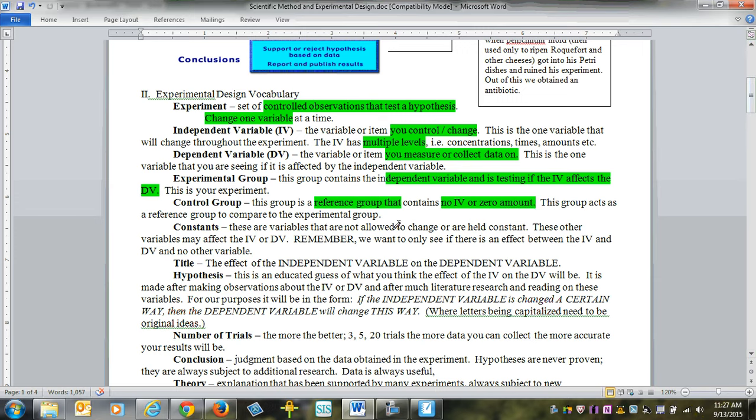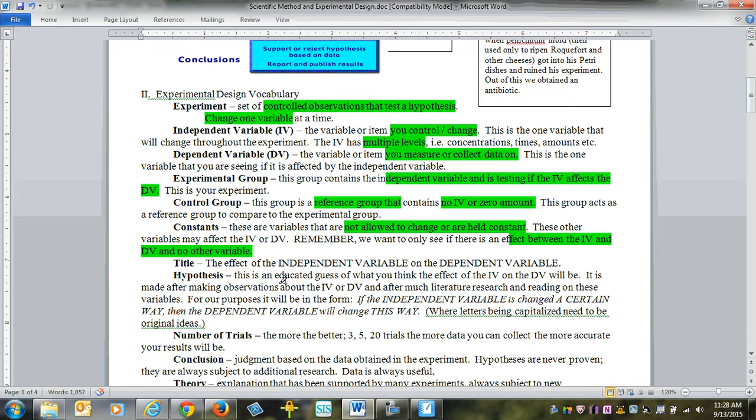Now, the only thing you can change is the independent variable. The dependent variable may or may not change. It depends how those things are related. Everything else is constants. These are not allowed to change. These are held constant. Okay. So remember, we were just wanting to see the effect between the IV and the DV, no other variables. So that's why we can only change one variable.